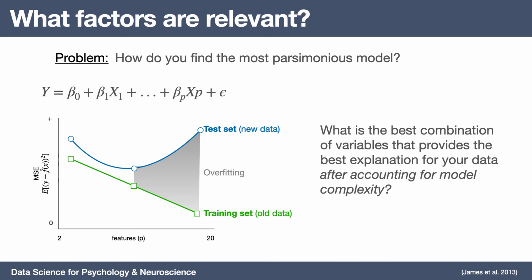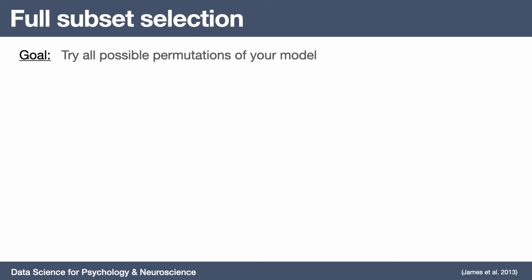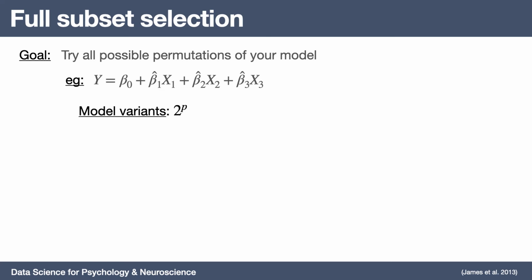It's probably easier to think about this by example. So let's say I have a three-dimensional model. So I have my intercept term, and then I have three x's, x1, x2, x3. The number of model variants that I can have from this model is 2 to the order p. What I mean by that is that if I have three variables, x1, x2, x3, there are 2 to the p number of models that I can compare.